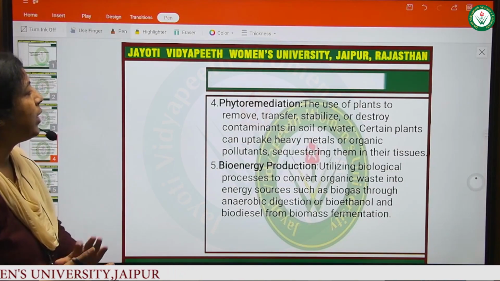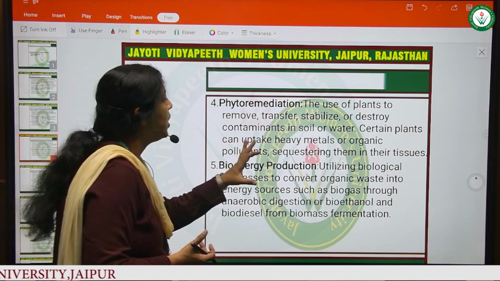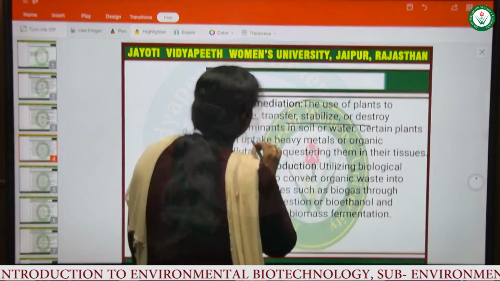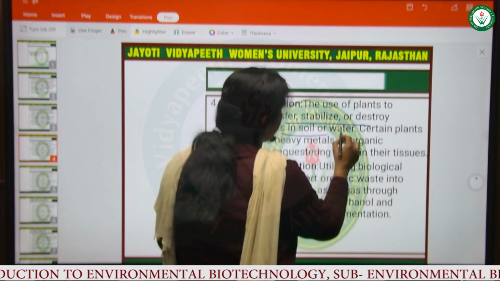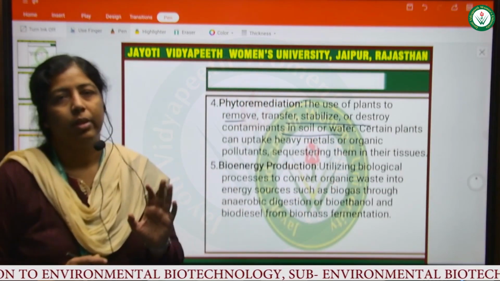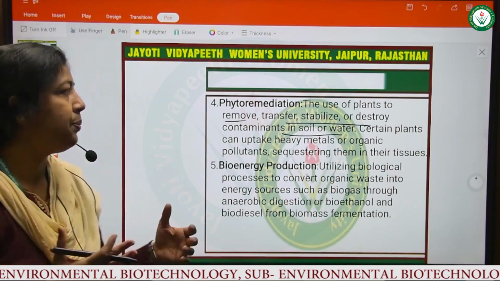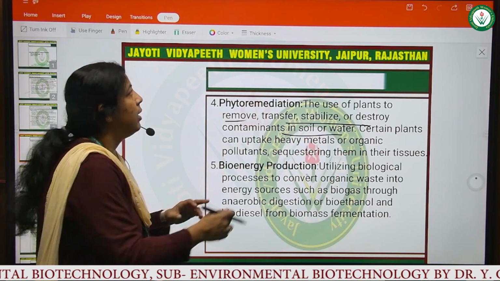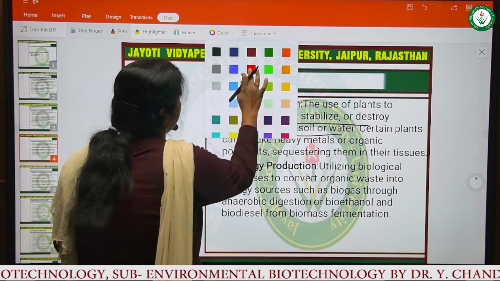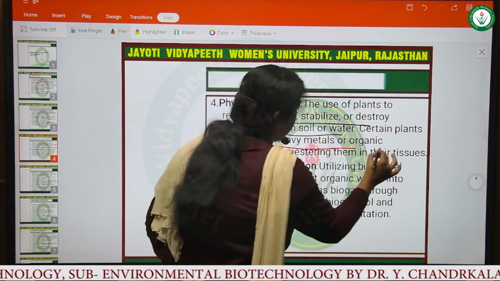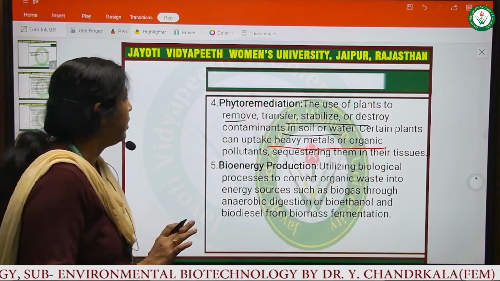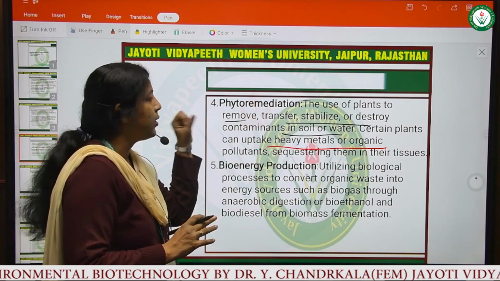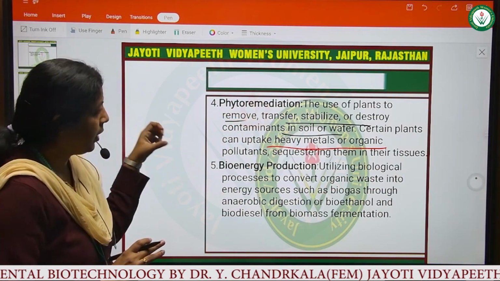Then phytoremediation can be done using plants to remove, transfer, stabilize or destroy contaminants in the soil and water. We can use the technique of using plants to remove different heavy metals or organic pollutants from their tissue. While growing, they will absorb the heavy metals in their roots.